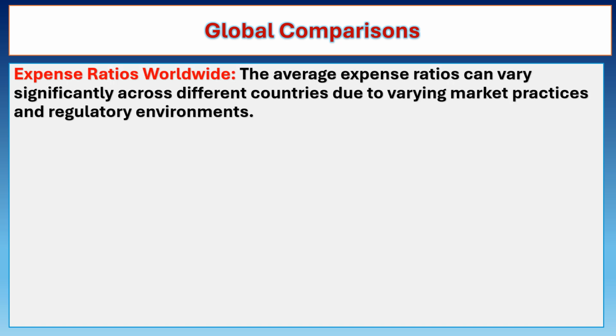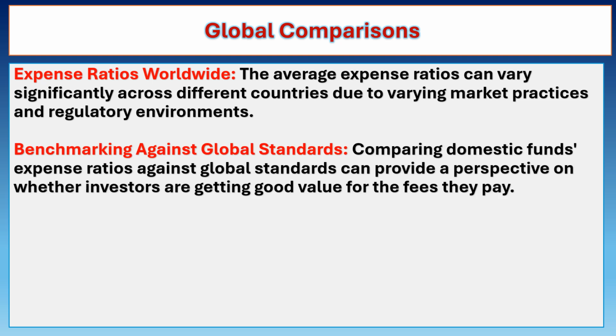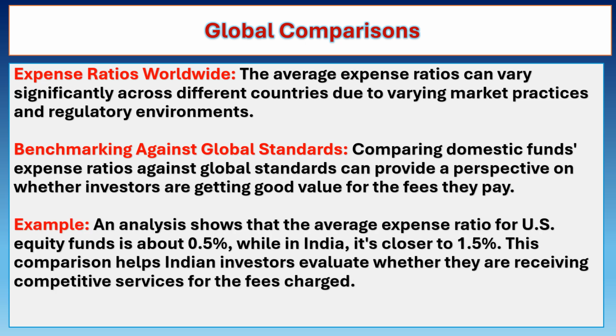Global comparisons. Expense ratios worldwide. The average expense ratios can vary significantly across different countries due to varying market practices and regulatory environments. Benchmarking against global standards. Comparing domestic funds' expense ratios against global standards can provide a perspective on whether investors are getting good value for the fees they pay. For example, an analysis shows that the average expense ratio for US equity funds is about 0.5%, while in India it is closer to 1.5%. This comparison helps Indian investors evaluate whether they are receiving competitive services for the fees they pay.